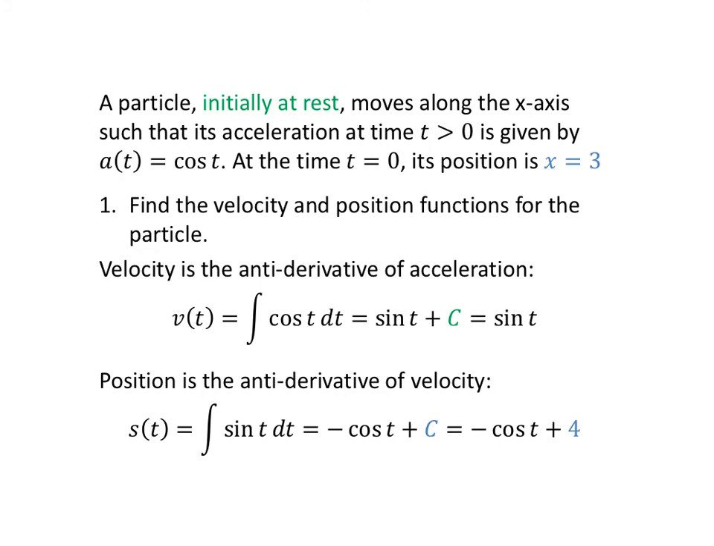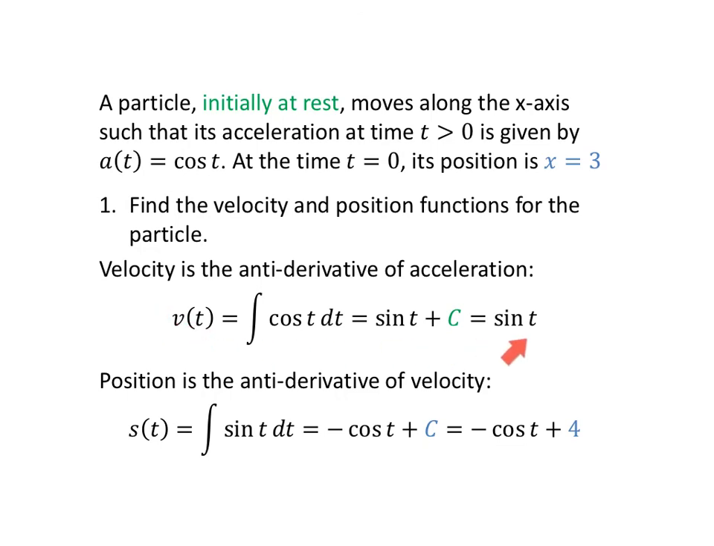Now remember, acceleration is the second derivative, velocity is the first derivative of the original position function. So velocity is the antiderivative of acceleration. Well, the antiderivative of cosine of t dt is sine of t plus c. Initially at rest. So when t equals 0, my velocity is 0. When t equals 0, sine of 0 is 0. I want my output to be 0, so my constant has to be 0 as well.